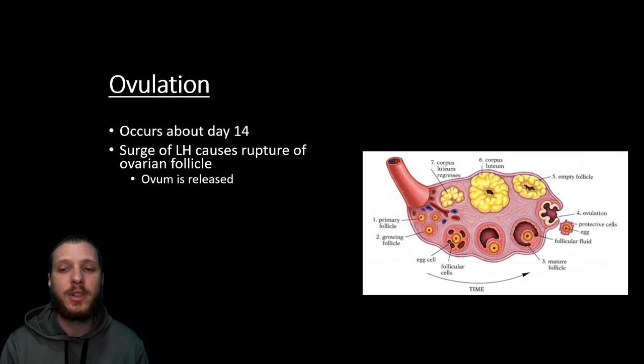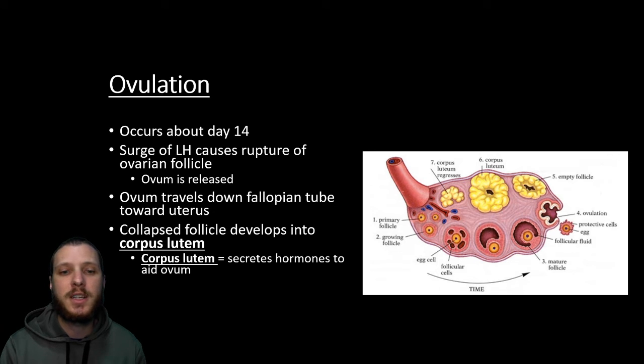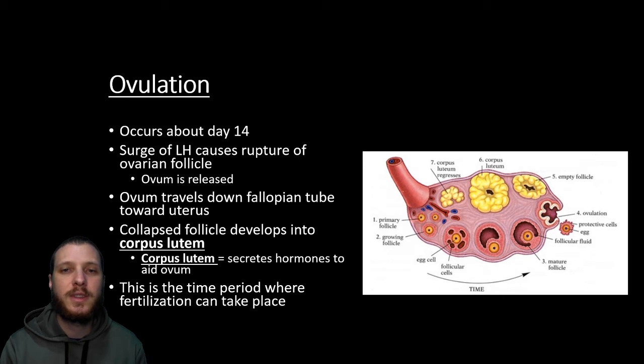The second phase then is ovulation. So once these follicle cells have developed into a mature ovum, we're now ready to release it from the ovary so it can travel down through the fallopian tube. So we're releasing the ovum during ovulation. The ovum is going to travel down the fallopian tube towards the uterus. And what I want you to know is this is when fertilization can take place. Along with the ovum, the follicle is going to collapse into what's known as the corpus luteum, and this is going to secrete hormones to help that ovum through its course. And again, when you see ovulation, you're thinking possible fertilization. So this is the part of the cycle where fertilization can take place.